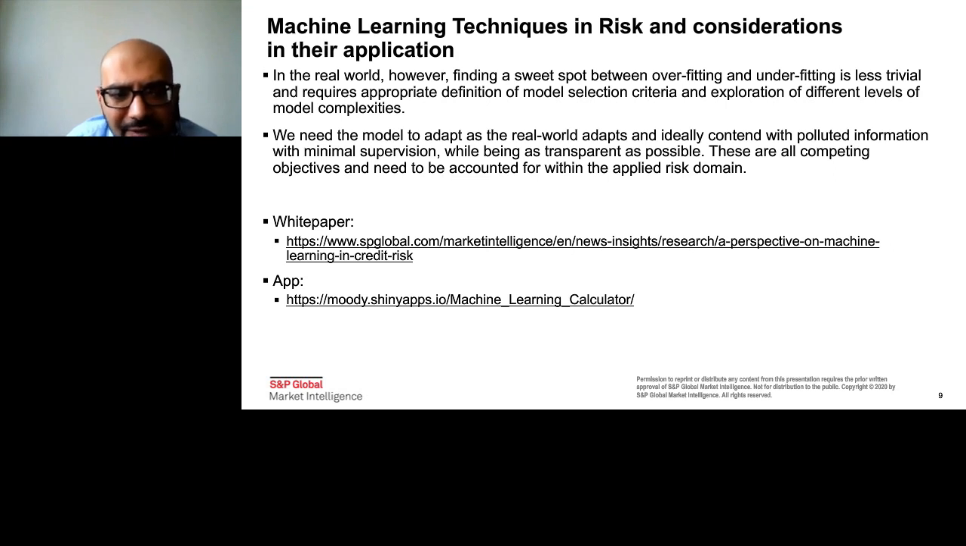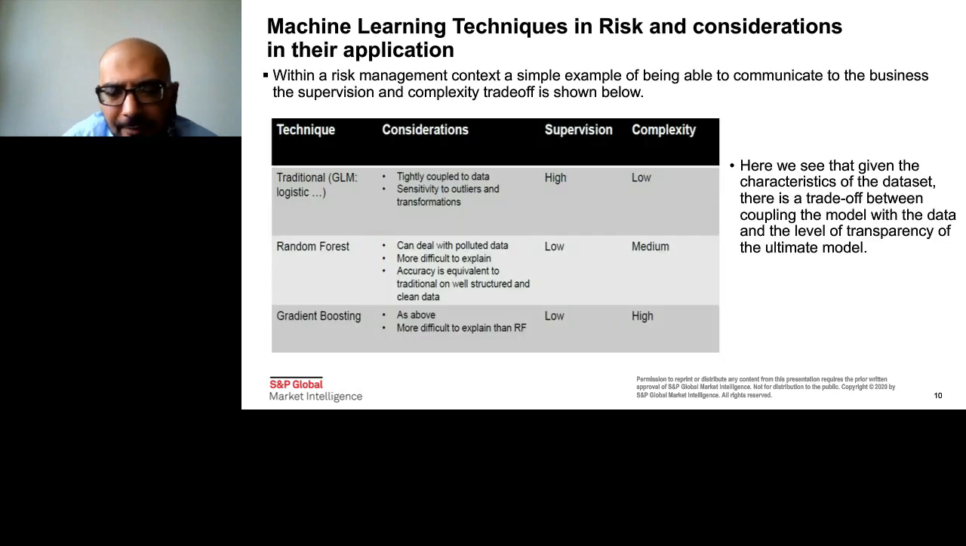A few white papers that we have on S&P Global is the Perspective of Machine Learning and Credit Risk, a paper that's illustrated there. This is a nice matrix we've used to illustrate to business stakeholders the trade-offs between the different techniques.